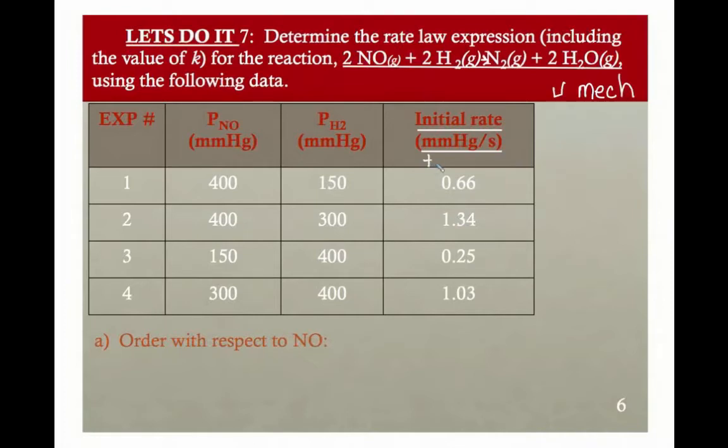Now, don't forget that a millimeter of mercury is the same thing as a torr, and that might be a little bit easier to write. You can interchange those if you want. That's no big deal. Okay.